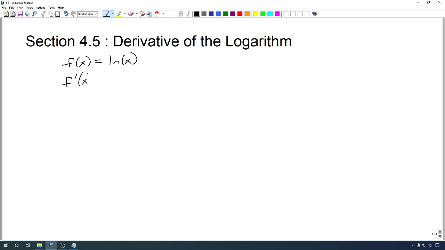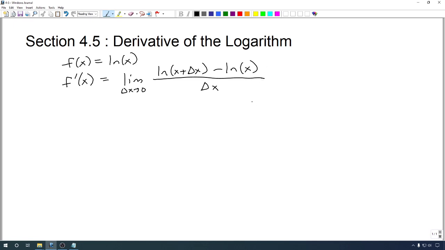So remember, if we start with this, we have the limit as delta x goes to 0. We have f of x plus delta x, but f is just natural logarithm, minus the natural logarithm of x, all over delta x. And unfortunately, unlike the exponential, we cannot break up the natural logarithm of a sum.